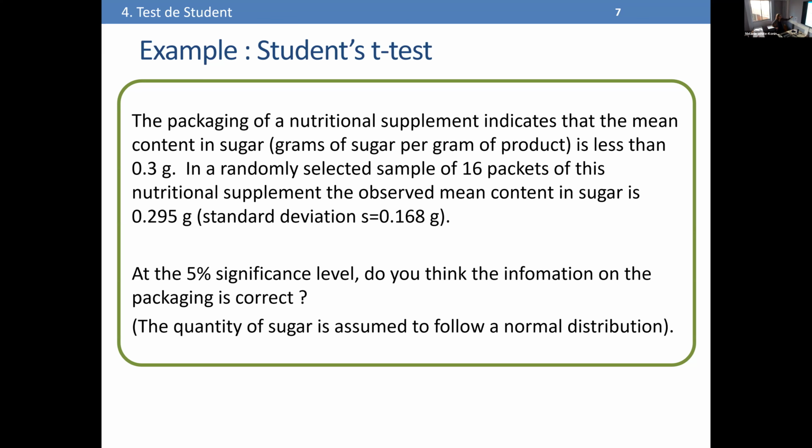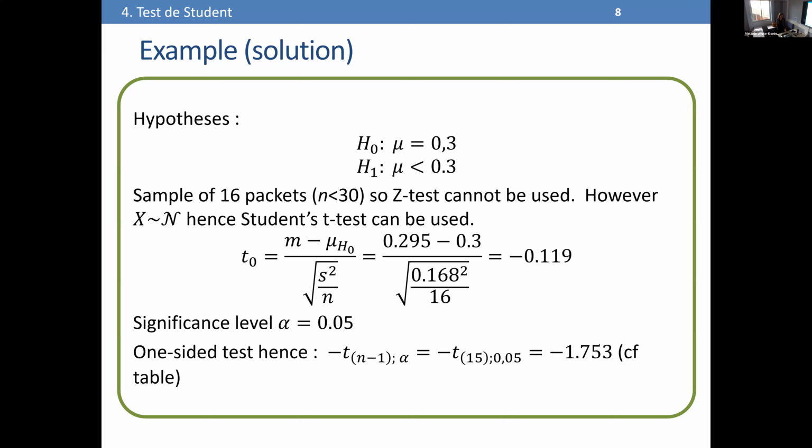And then we decide that the null hypothesis is mu equal to 0.3, mu being the real mean quantity of sugar in all the infinity of packets available. Sorry, there's a mixture between commas and points, but this is the same. French, English, just mixing it all up. And the alternative hypothesis here is mu less than 0.3.